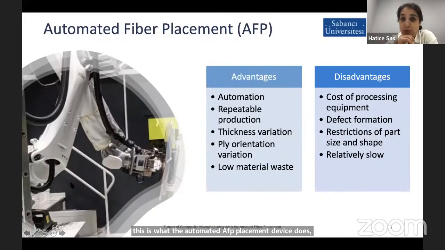The advantage is that it promotes automation towards Industry 4.0 and Composite 4.0, so it enables repeatable production. You can come up with thickness variations as you want, and you can play with the ply orientations, not only through the thickness, but also in the in-plane direction, and you can efficiently use your materials. However, the equipment investment costs a lot. There are also some inevitable defects which happen throughout the manufacturing, and the head which does the layup generates some restrictions because of the angles and geometrical limitations. When you want to make an aerospace grade material, compared with the hand layup process to form the preform, it can also be considered a relatively slow process.